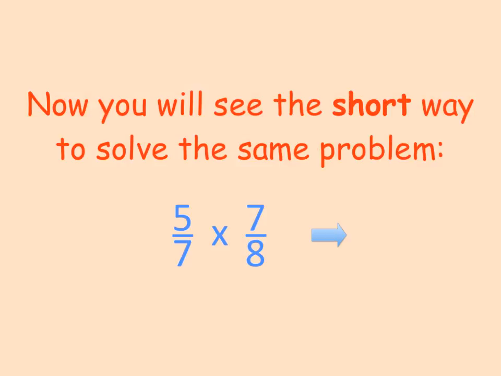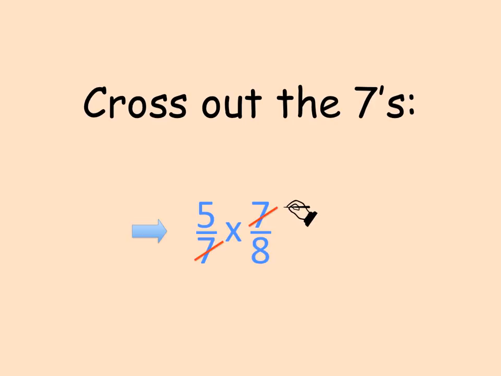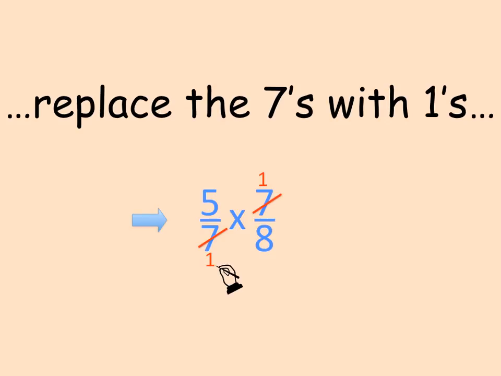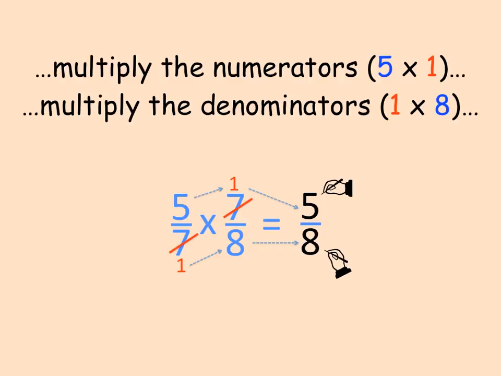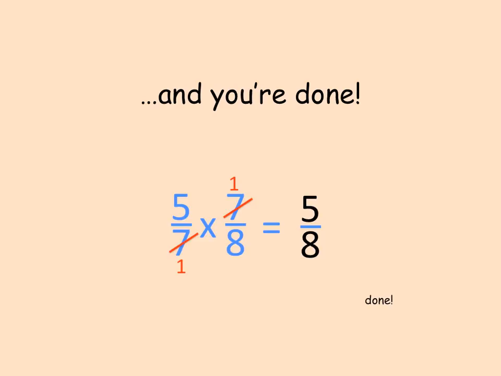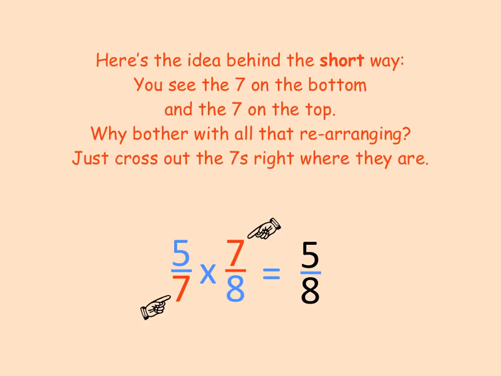Now, you'll see the short way to solve the same problem, 5/7 times 7/8. Cross out the 7's, replace the 7's with 1's, multiply the numerators, that's the numbers on top, 5 times 1, you get 5. Multiply the denominators, they're on the bottom, 1 times 8, 8, and you're done. 5/8 is the answer. Here's the idea behind the short way.